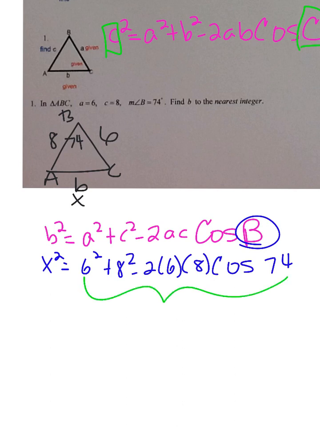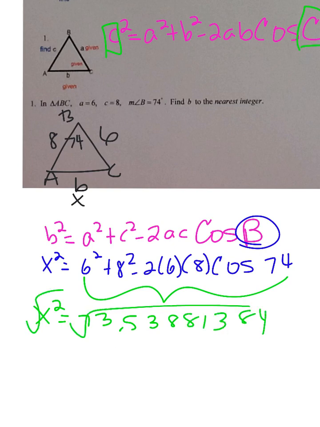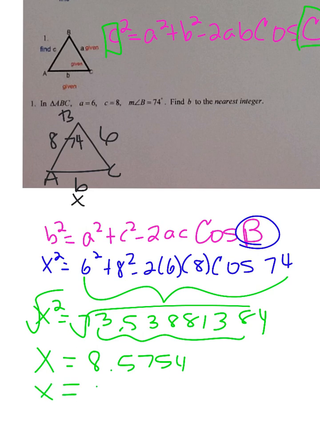So this whole right side, you could just plug that into the calculator since everything is accounted for on the right side. And we get 73.53881384. Square root both sides, so just hit second, square root, second answer, and it'll plug the whole thing in for you. So we get 8.5754, to the nearest integer would be 9. Okay, so let's flip it over.